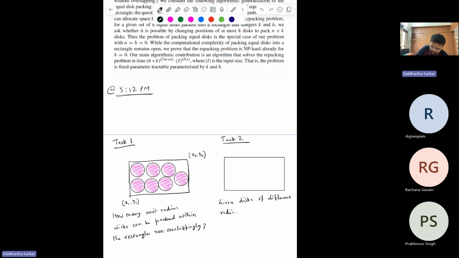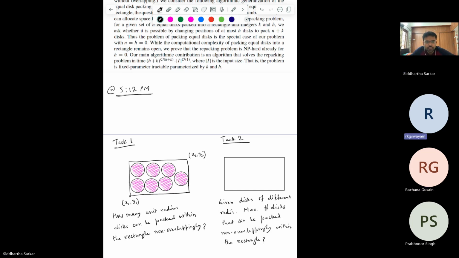The question is the same: what is the maximum number of disks that can be packed non-overlappingly within the rectangle. So now there are different radii. The two tasks, the questions are clear.